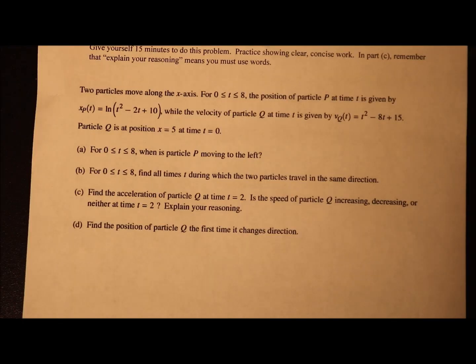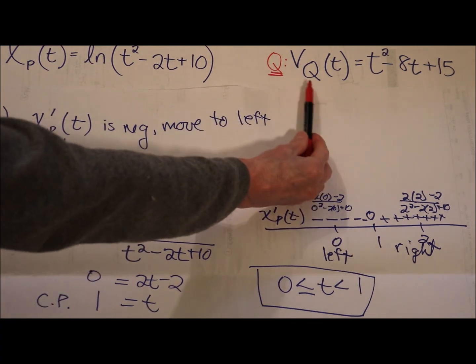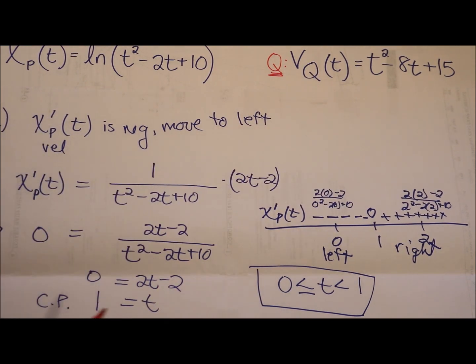B, for times 0 to 8, find all times t during which the two particles travel in the same direction. Now B is going to build on this work. B is asking, when are the two particles traveling in the same direction? Okay, so I have to do this same process, but for Q. They gave me the velocity, so I don't have to take the derivative, so that's handy.